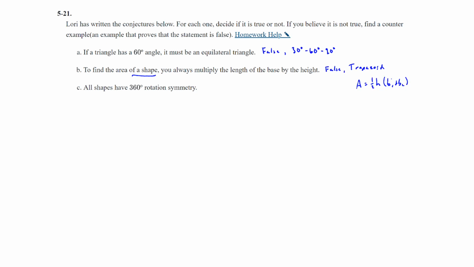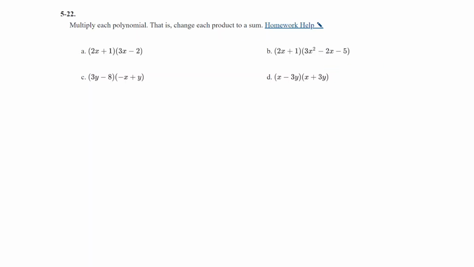And part C, all shapes have 360 rotation symmetry. And this is true because 360 degrees is a full rotation. So no matter what, if you rotate an object 360 degrees around, it's just going to go right back to its original location. Question 22, multiply each polynomial.